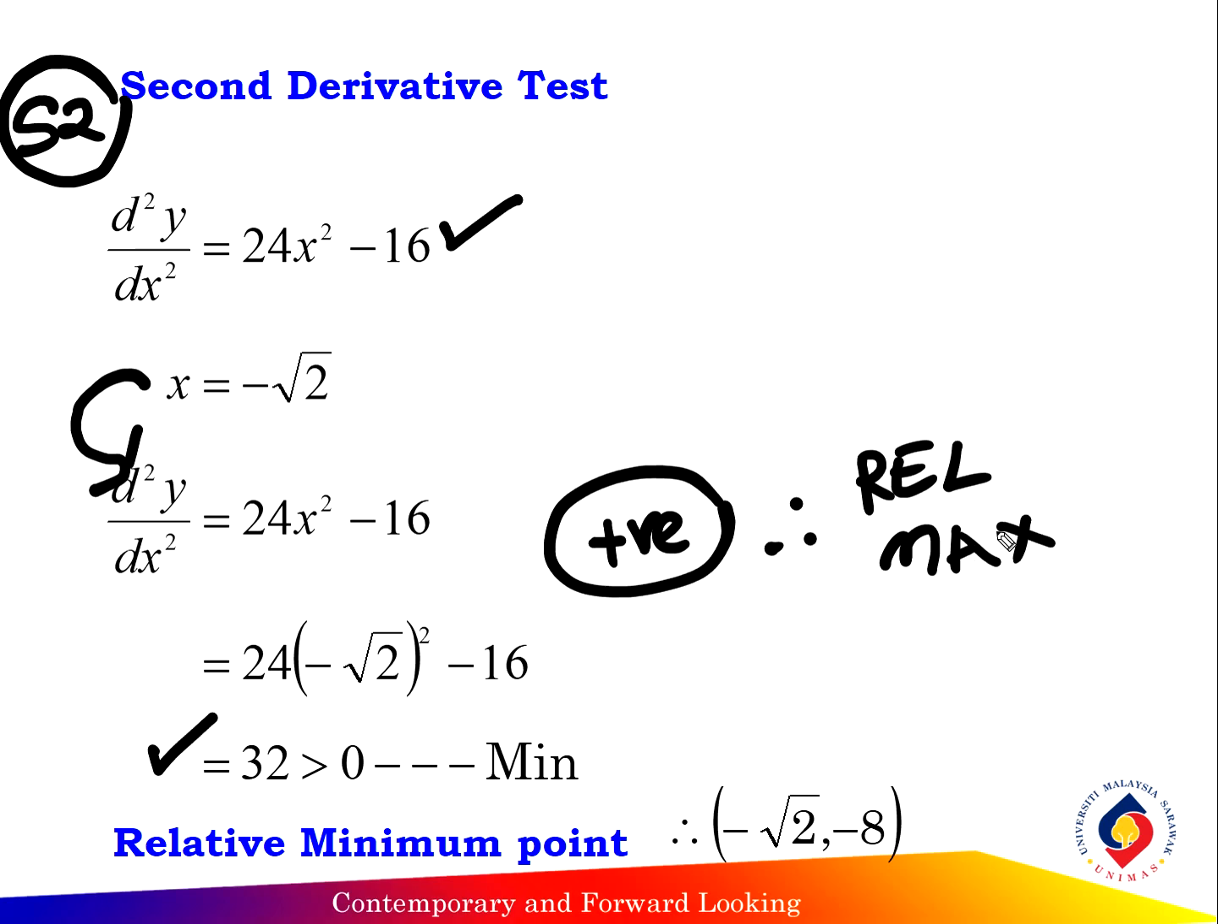Okay, so the sign here is positive, and the conclusion is a relative minimum point at x equals negative √2, with y negative 8. So this one is a correction. Okay, first point and the second point.